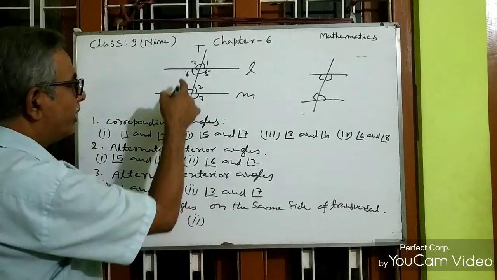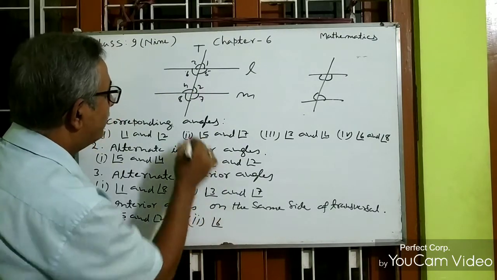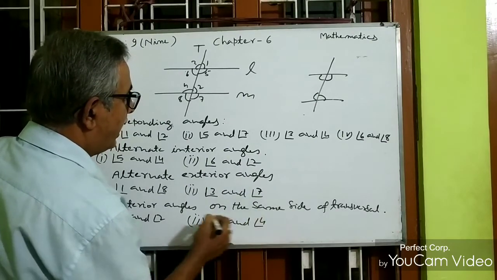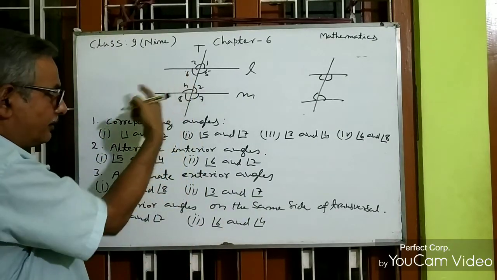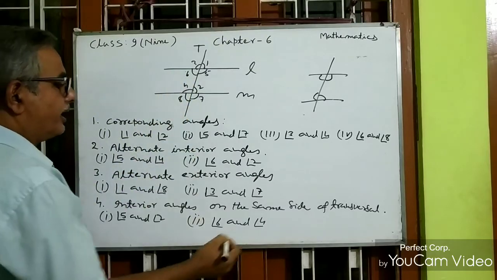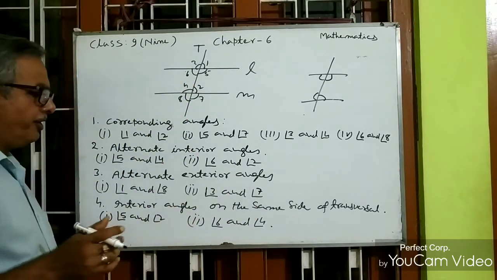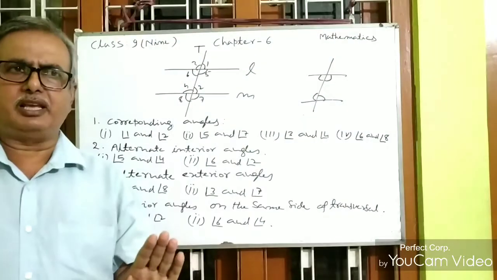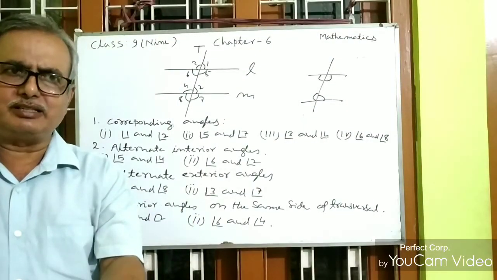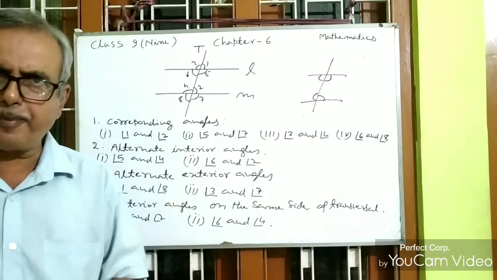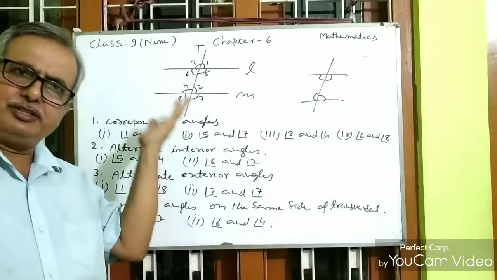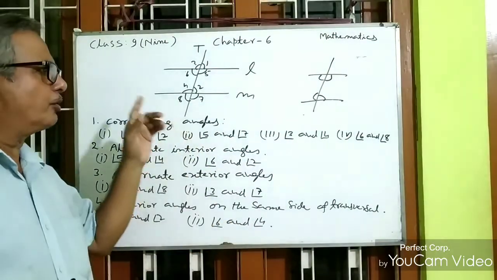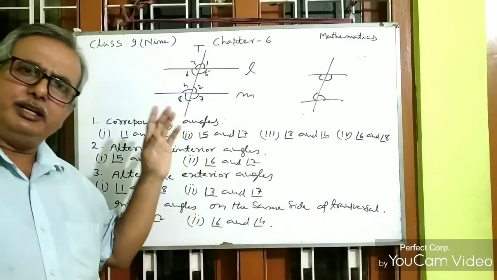Again you see angle 6 and angle 4 are on the same side of the transversal, and they are interior angles. My dear students, in this way I have explained the lesson and introduced everything. What is an angle? What different types of angles we can get? Then lines, interior angles, exterior angles, everything I have explained. So in one class it is enough.